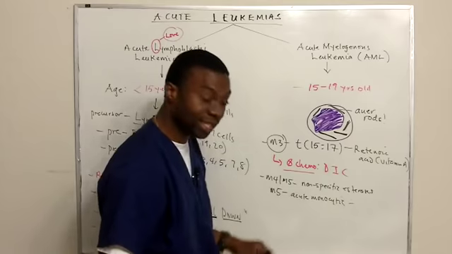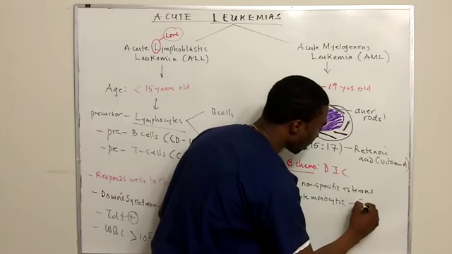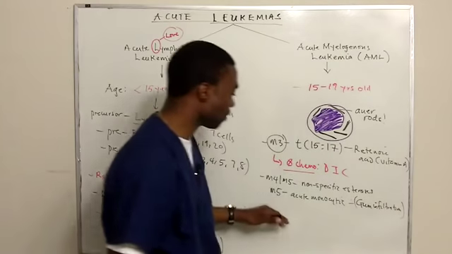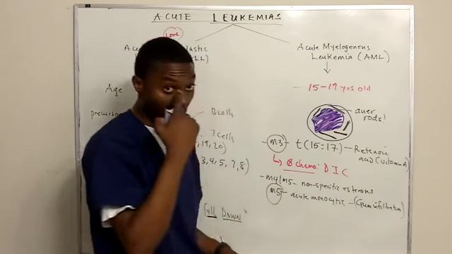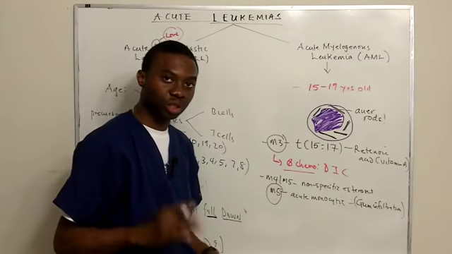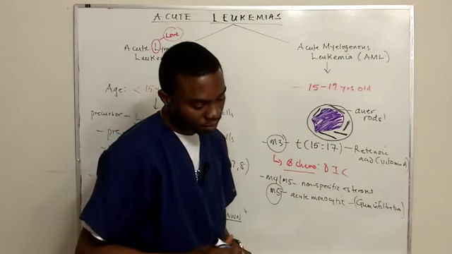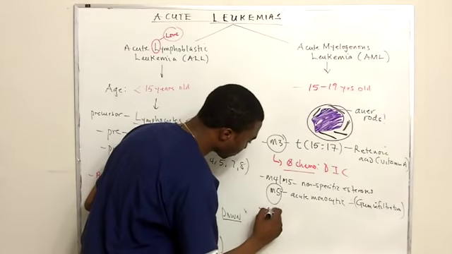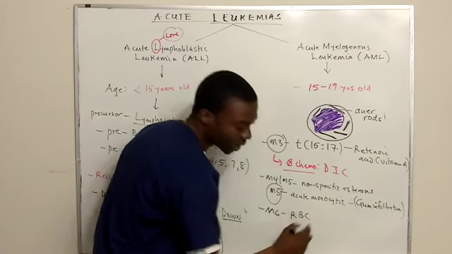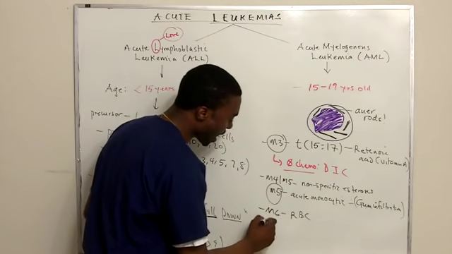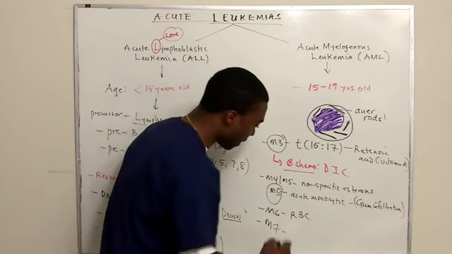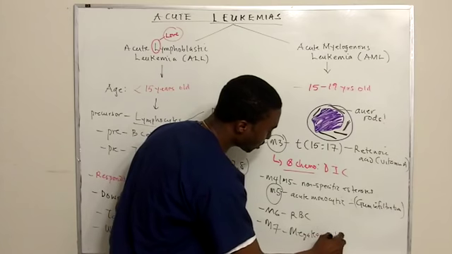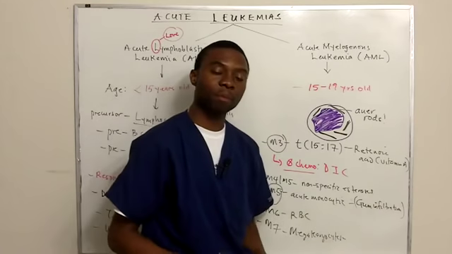And the thing you need to know about this is it affects the gum. So there's a lot of gum infiltration in the patients that have the M5 form of acute myelogenous leukemia. The M6 often affects the erythrocytes, which are the red blood cells. So there's massive proliferation of red blood cells. And the M7 affects the megakaryocytes, which are the cells that are going to produce the platelets.